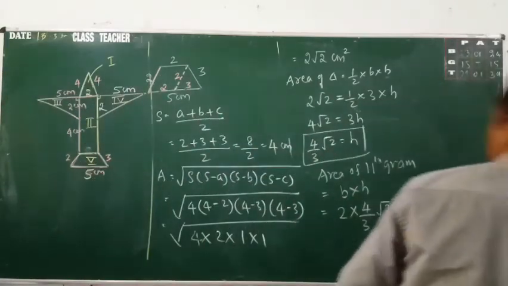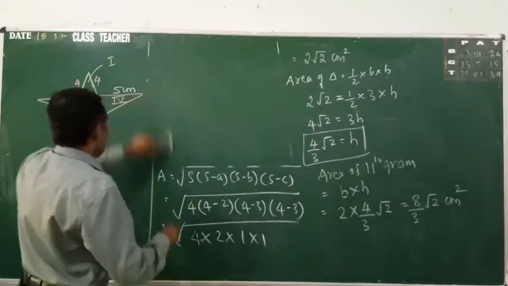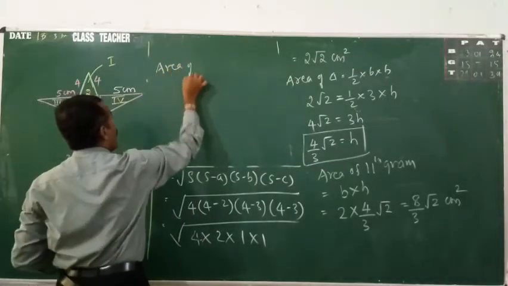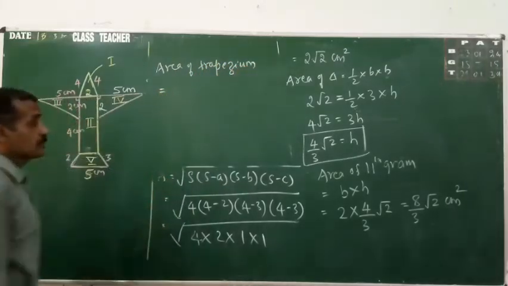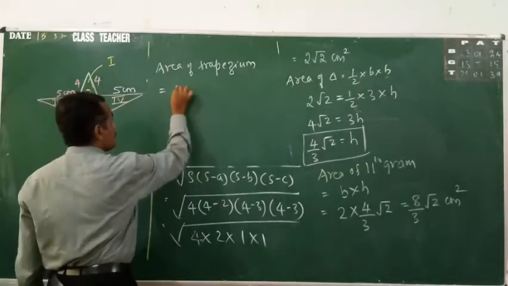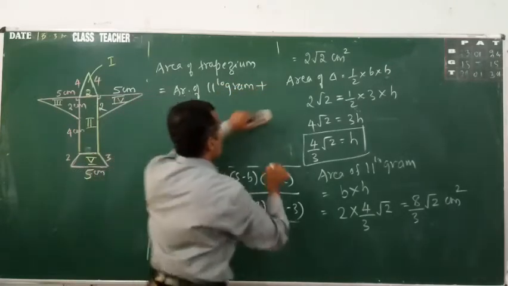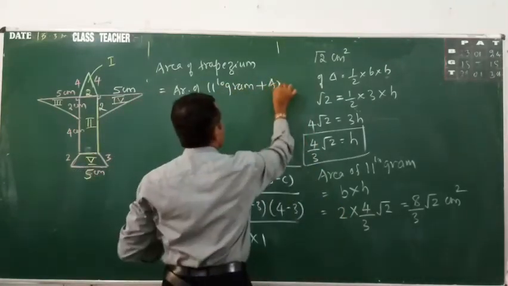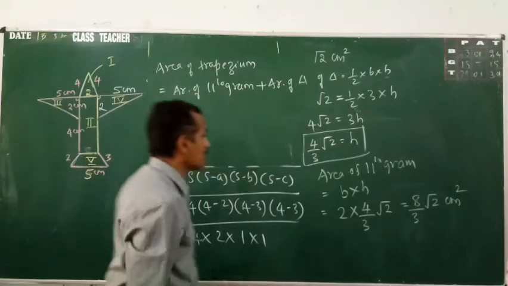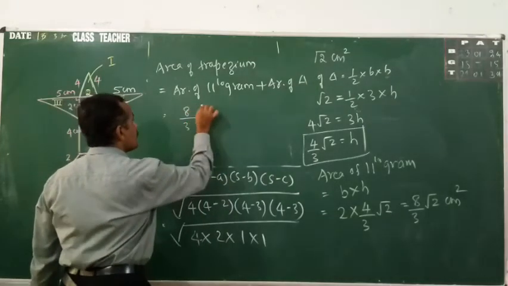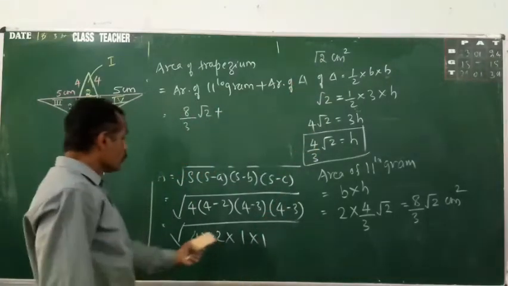See, it is a very lengthy problem. I have to add both. I can say area of trapezium is equal to area of parallelogram plus area of triangle. The area of the parallelogram is how much? 8 by 3 root 2. Plus the area of the triangle. How much is the area of the triangle? It is 2 root 2.